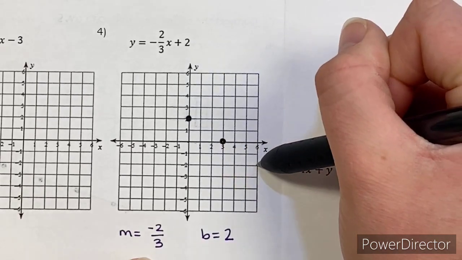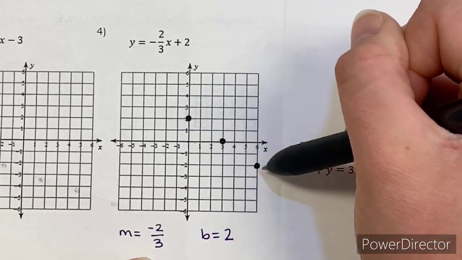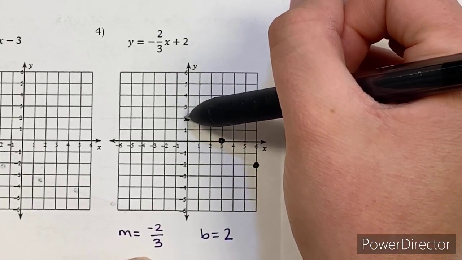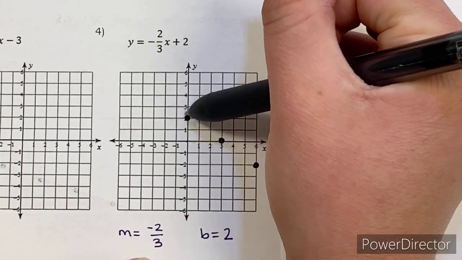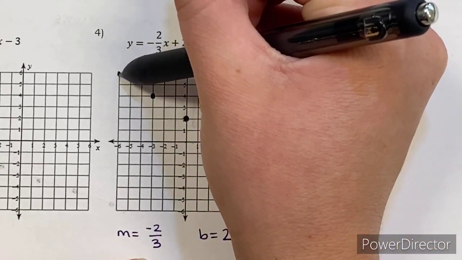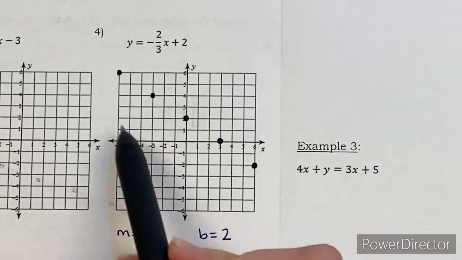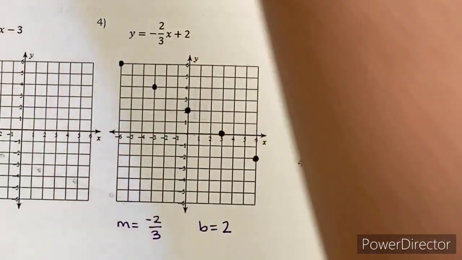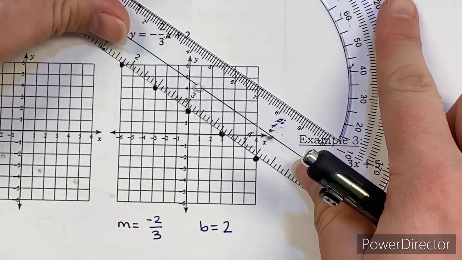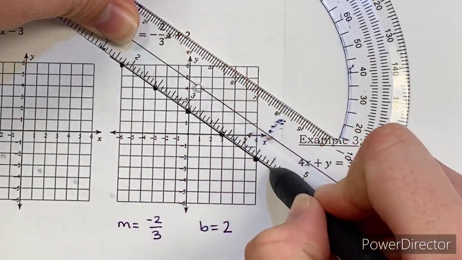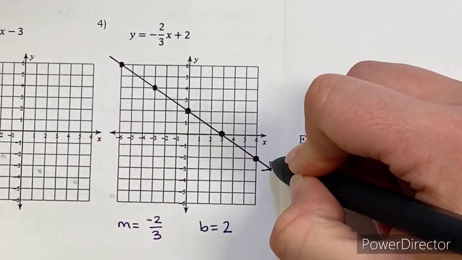Down to right 3. Well, I've run out of room on this side, so I'm going to go back to my original point, and I'm going to do the opposite. So I went down and right, so now I'm going to go up to left 3. Up to left 3. Well, there I've got my points. They're a little bit more spread out this time, which is fine. And I'm going to use my straight edge to draw my line. And then I'm going to add arrows at the end.